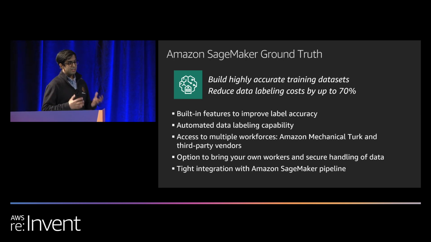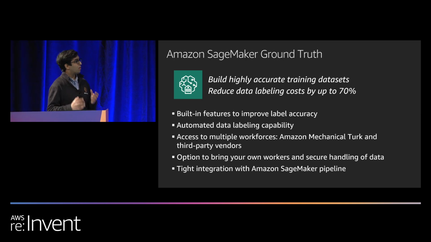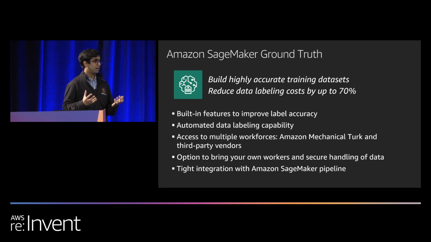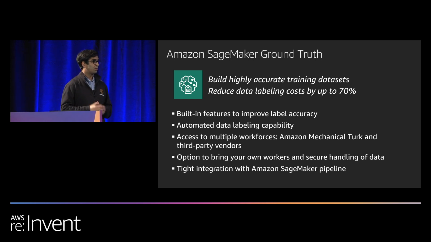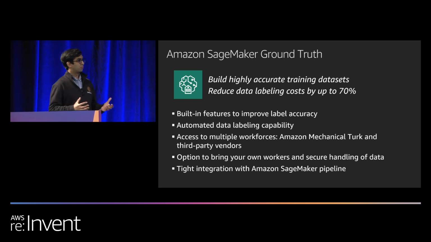Now, to dive into some of the feature set, and we'll go deep on all these components throughout the presentation, at a high level, we have built-in features that improve accuracy. We have built-in features that improve efficiency of data labeling, and that primarily manifests itself through our automated data labeling capability. Now, inherently with data labeling, there's a ground truthing aspect of it. So humans in the loop are essential, right?